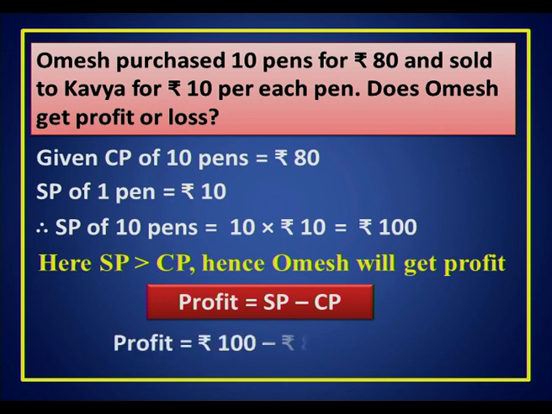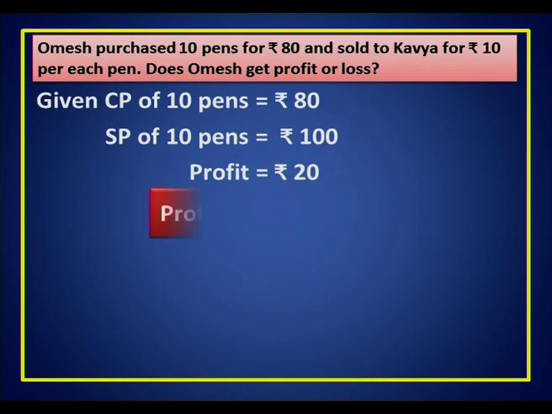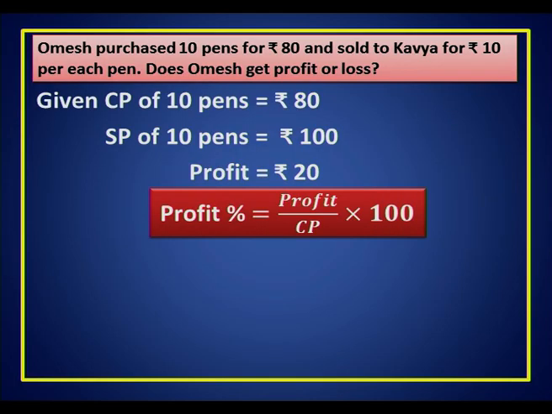Now, let us substitute the values of selling price and the cost price. So, we get 100 minus 80, which is 20 rupees. So, Umesh got 20 rupees profit. Let us see what is the profit percentage he got. So, profit percentage is profit by CP into 100.